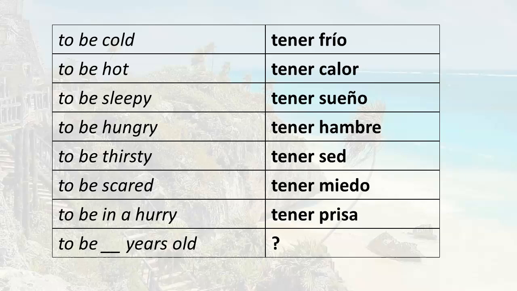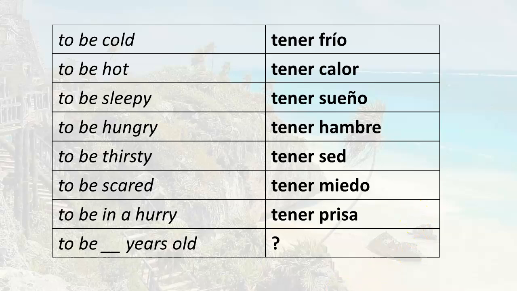Hello everyone, welcome back. In our previous lessons, we've been learning tener expressions in Spanish. So in the previous 7 lessons, we've learned how to say to be cold, tener frío, to be hot, tener calor, to be sleepy, tener sueño, to be hungry, tener hambre, to be thirsty, tener sed, to be scared, tener miedo, to be in a hurry, tener prisa.